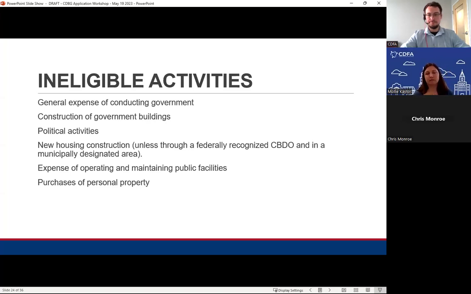So again, the key takeaway for ineligible activities, I would say, is no construction of government buildings or spaces where the general government activities operate out of. And then again, remember that for public facilities, CDBG funding cannot be used for operating costs or general maintenance. It's more for rehabilitation or construction in those spaces.